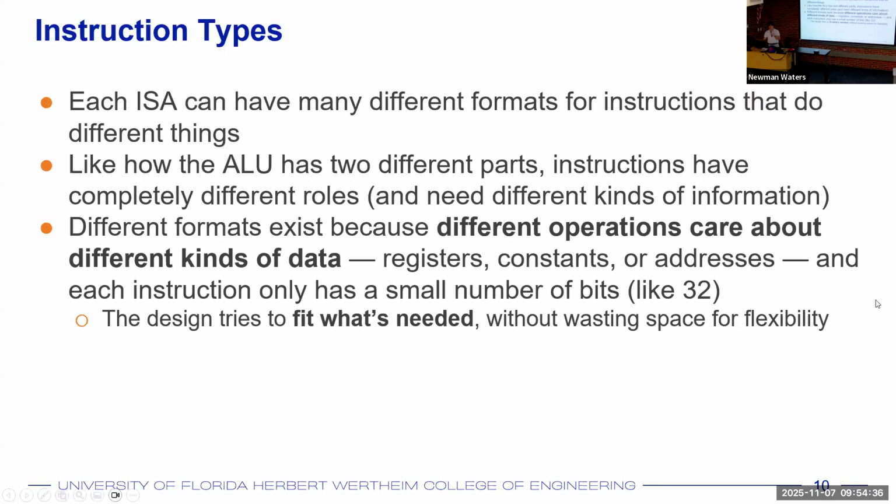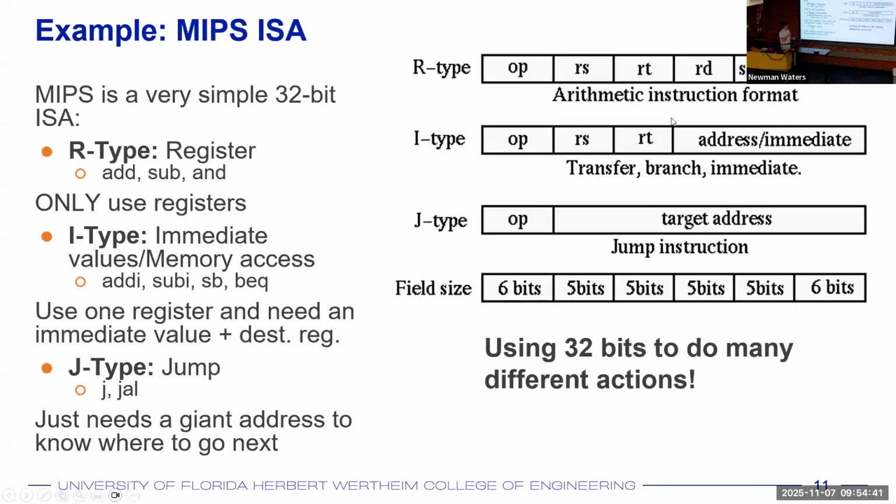And I'll get into the different formats here. You can see an example with the MIPS ISA. Again, if you don't know what MIPS is, it's the multi-processor without interlocking pipelining stages. Basically, it's a super simple processor designed for education. You've probably heard of it before. It's very simple. There are only 3 different types of instructions. Every instruction has the same size, the same number of bits that can be used.